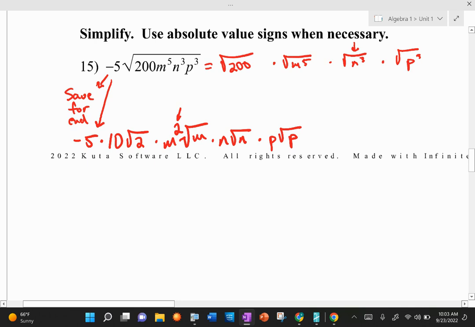P to the third would come out to be the same as n to the third, just with the p. Nothing different. So now the last part is you have to put it all back together. Everything on the outside of the radical, you multiply together. So what's negative 5 times 10? Negative 50, times m squared, because that's outside, times n times p, times the square root of everything that's inside a radical. So now we have 2 m n p.